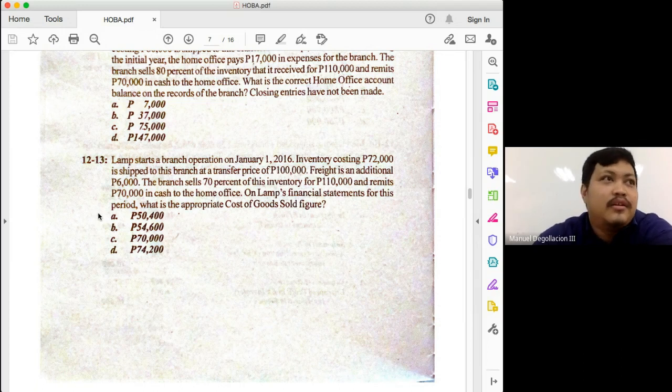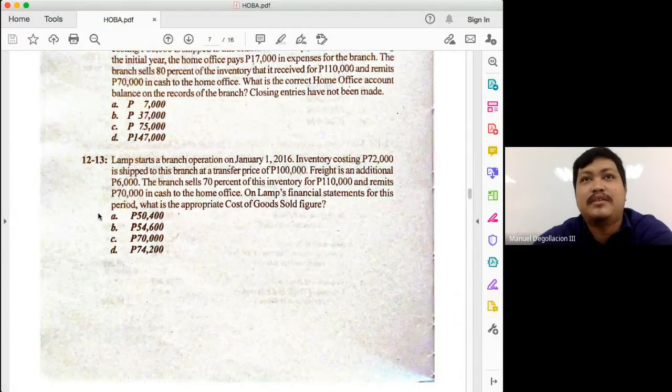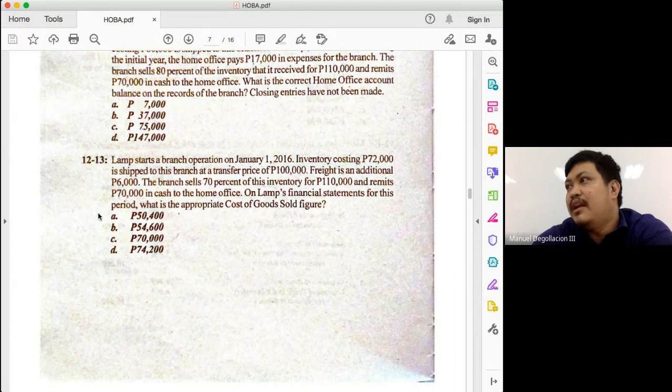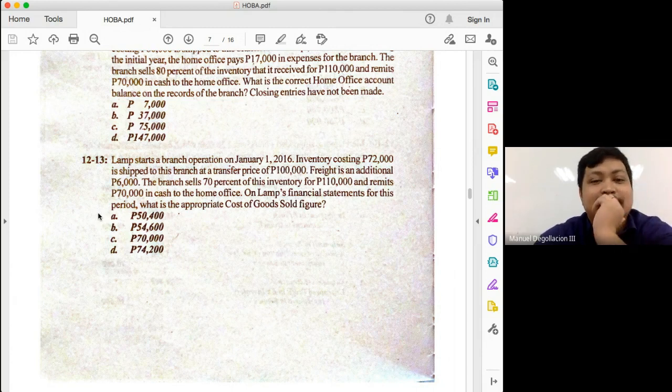8,400. Where did we get 8,400? Again, understand the question. If the question asks for the adjusted balance of the allowance for overvaluation, what does that mean? Ask for the markup on the ending inventory. Okay, how much is the ending inventory? The ending inventory is 30%, correct?